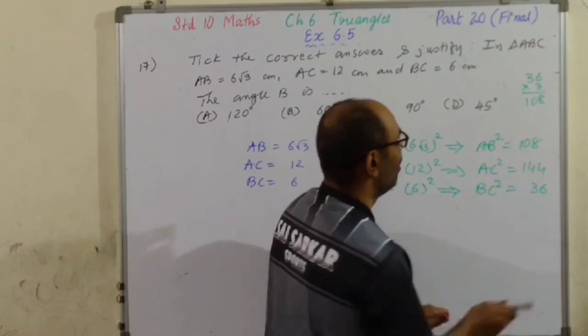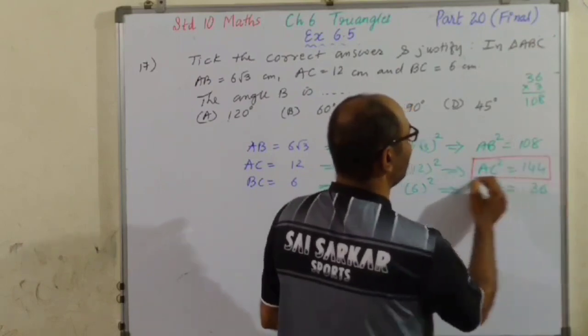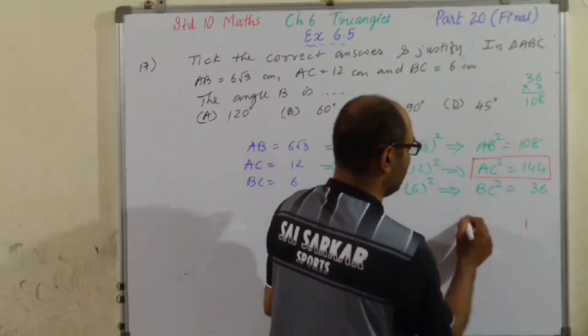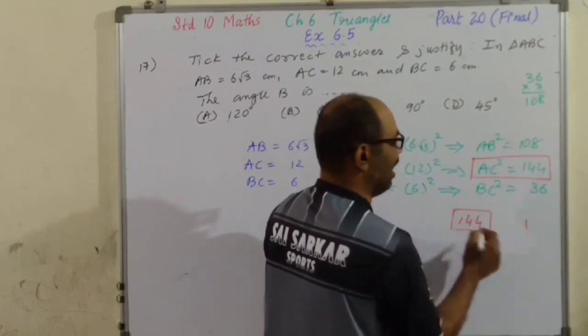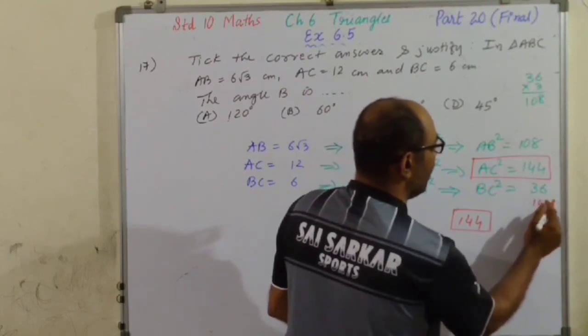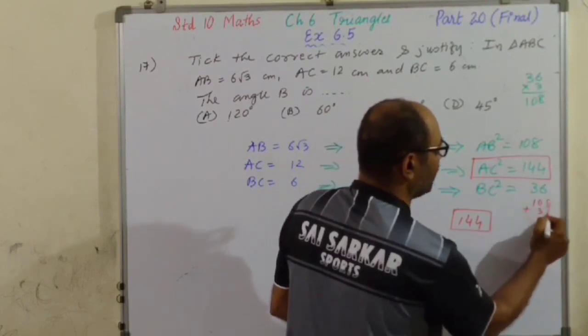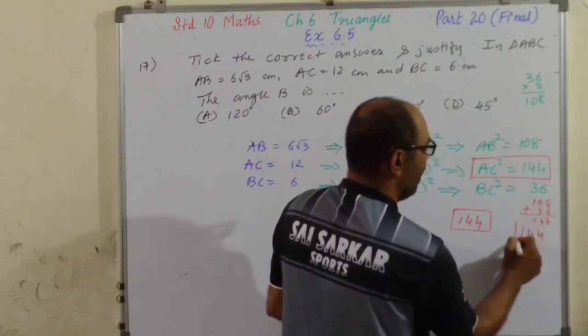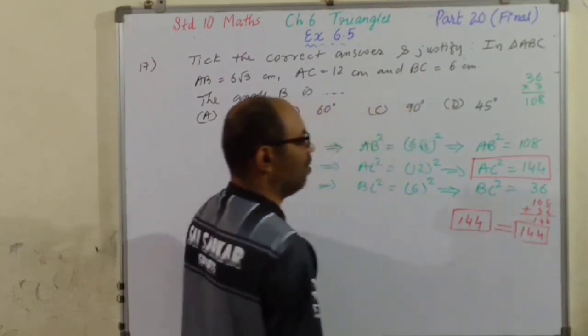सबसे बड़ा कौन सा है? AC square. बाकी का दोनों का टोटल करो. AC square 144 लेफ्ट हैंड साइड पे लिख दिया मैंने, और बाकी का टोटल 108 plus 36, 144. Hooray! That is also 144.